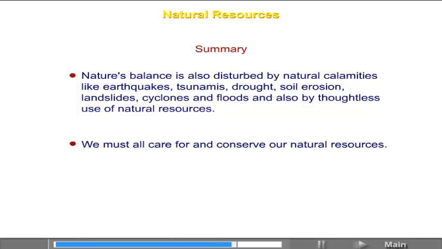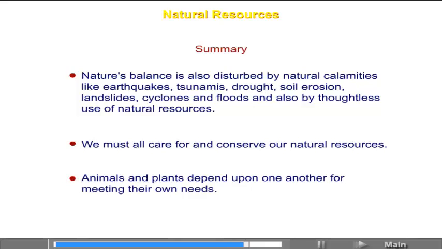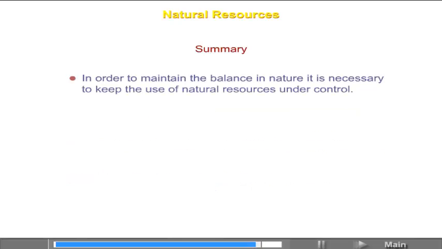We must all care for and conserve our natural resources. Animals and plants depend upon one another for meeting their own needs. In order to maintain the balance in nature, it is necessary to keep the use of natural resources under control.